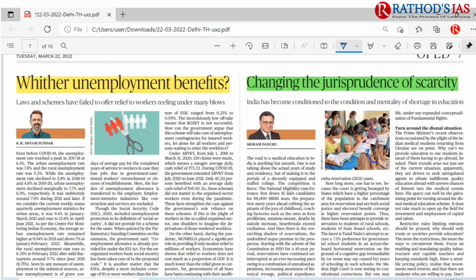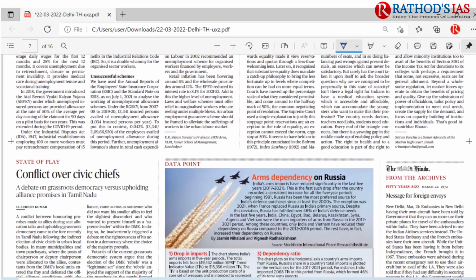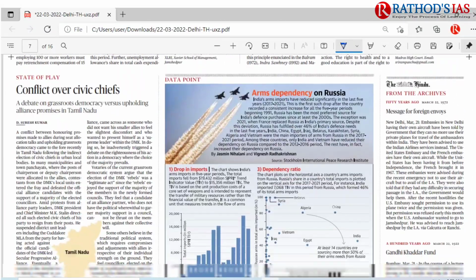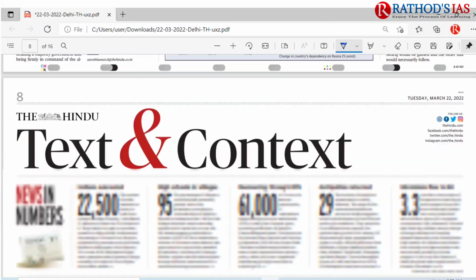So here you need to focus on this article. It is mainly focusing on the condition as well as mentality of shortage of education. So what will be the impact that is seen on the students? That is mainly given here. So you can go through that. And I discussed this topic regarding unemployment. I discussed this data point as well.